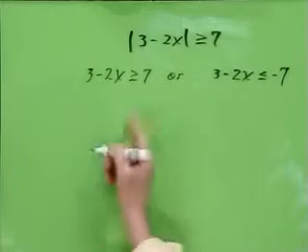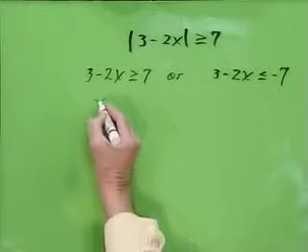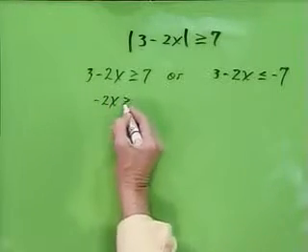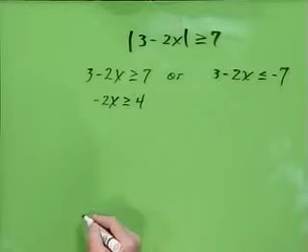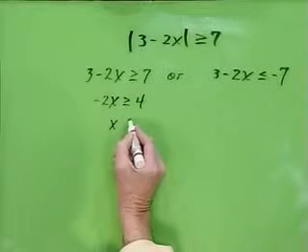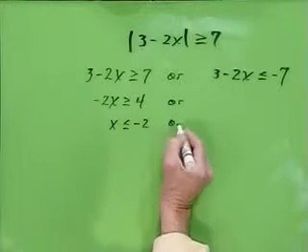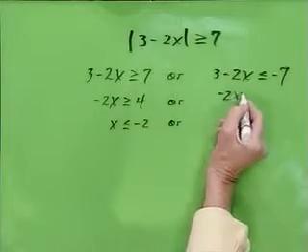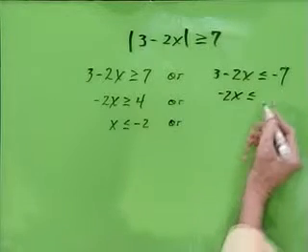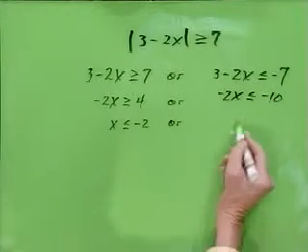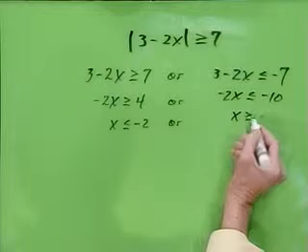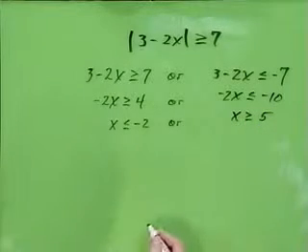So I'll solve these two inequalities separately. In the first case, I have negative 2x is greater than or equal to 4. And if I divide by negative 2, x is less than or equal to negative 2. Or the other possibility is that negative 2x is less than or equal to negative 10. And when I divide by negative 2, x is greater than or equal to positive 5.